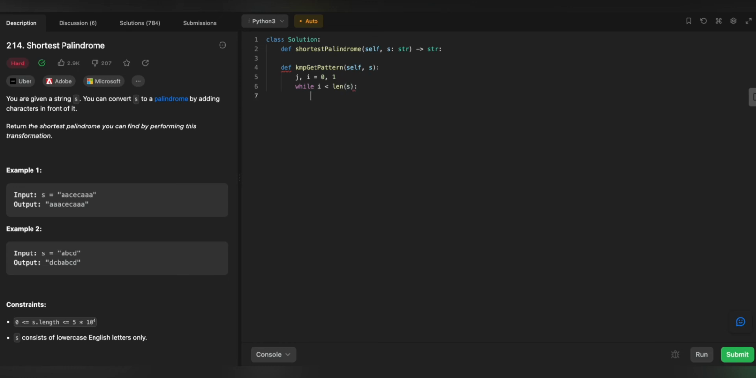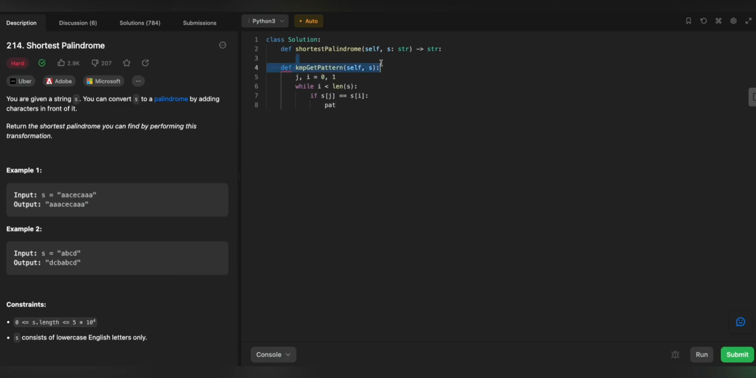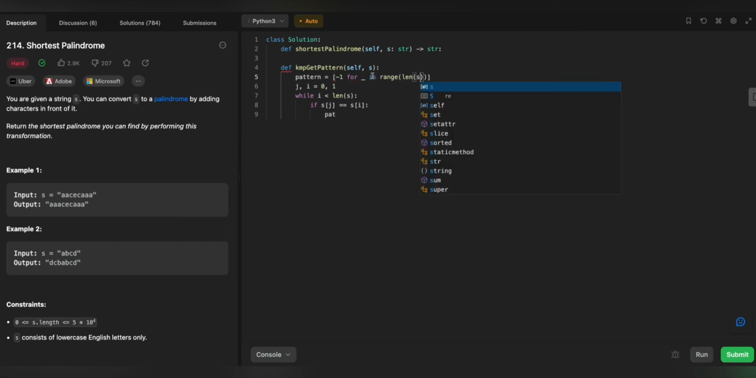And so the first situation is if s[j] equals s[i]. We want to initialize the pattern first. For the pattern, let's mark it with -1 for all of them, and the length should be the same as the string's length.